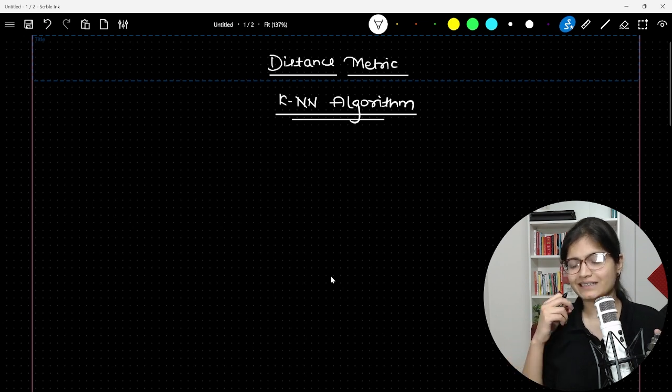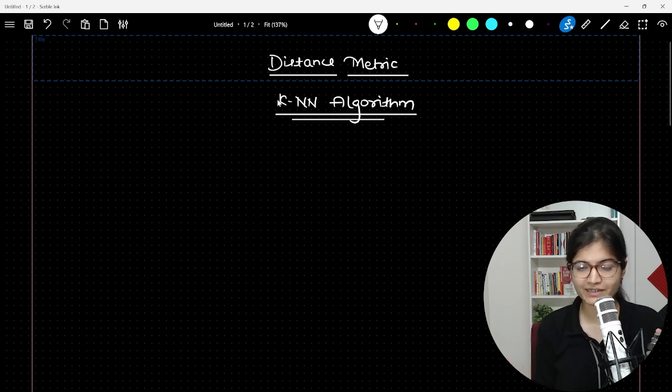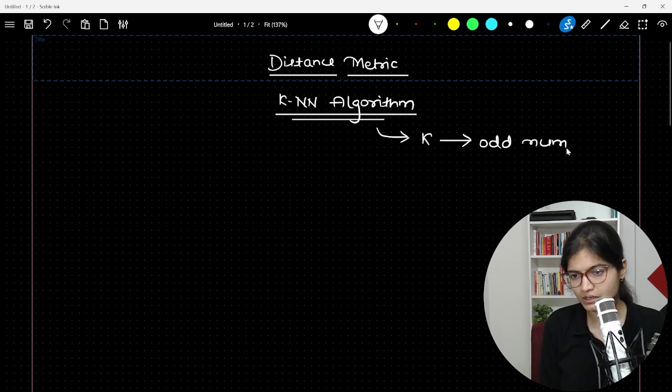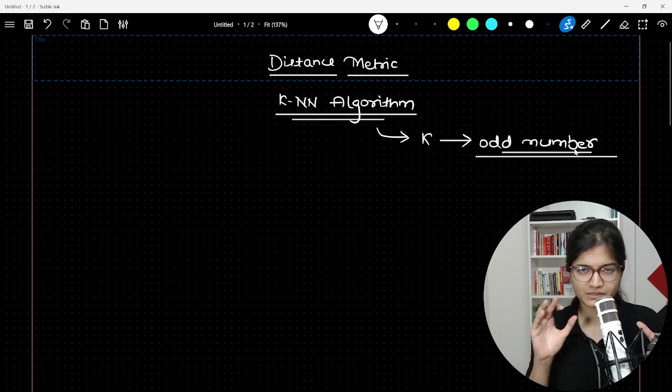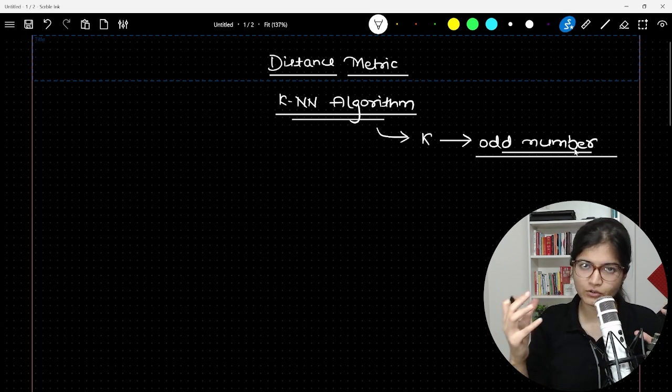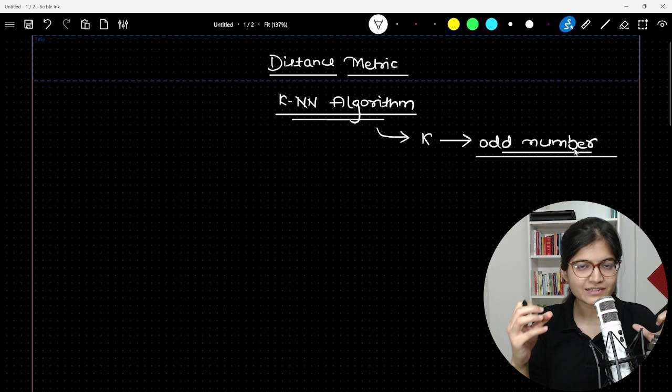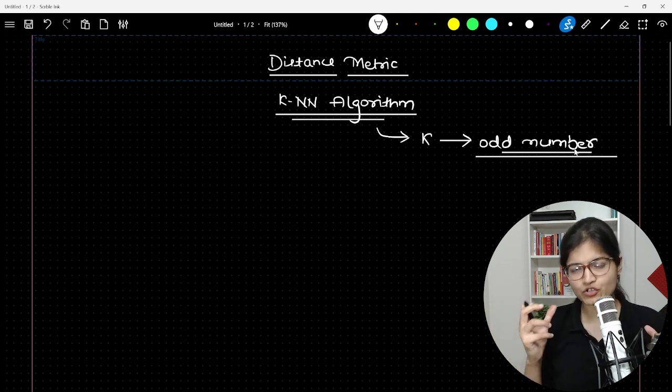Now, that is the major reason it is recommended that you choose the value of k as an odd number, so that the chances are very low that we have a similar probability, or that the class will be biased towards either 0 or 1.